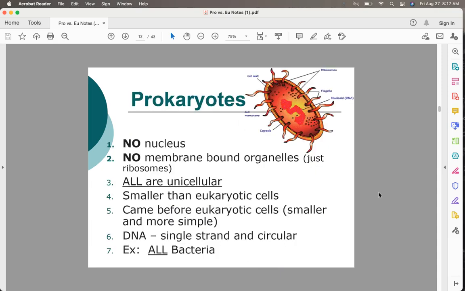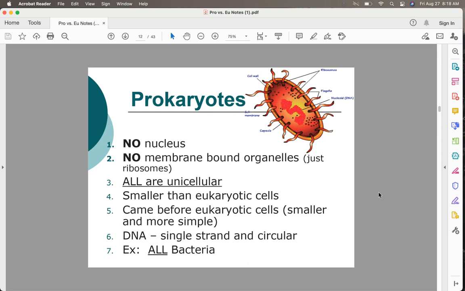Okay, so next we're going to talk about prokaryotic cells. So remember that prokaryotes evolved first. They do not have a nucleus because the word literally means before the nucleus. So they have no nucleus and no membrane-bound organelles. They just have ribosomes, and ribosomes are technically subunits. They're not membrane-bound, and some people consider them organelles, some people don't, because technically they are subunits.